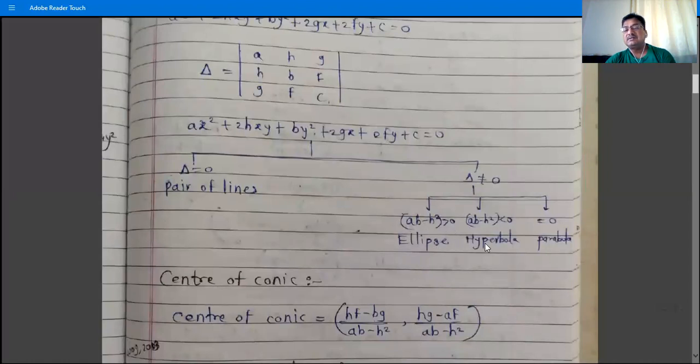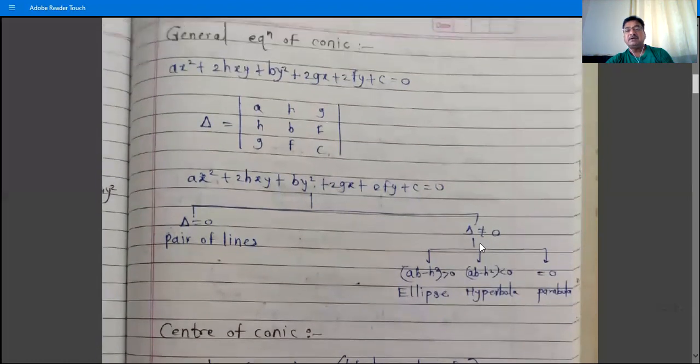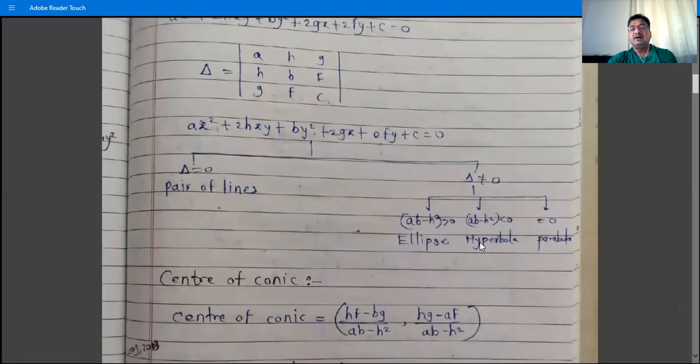If ab minus h square is less than 0, then the given equation represents a hyperbola. And if ab minus h square is exactly 0, then the given equation represents a parabola. So the given equation represents an ellipse, hyperbola or parabola if delta is not equal to 0, and that depends on ab minus h square. And if delta is 0, then the given equation represents a pair of lines.